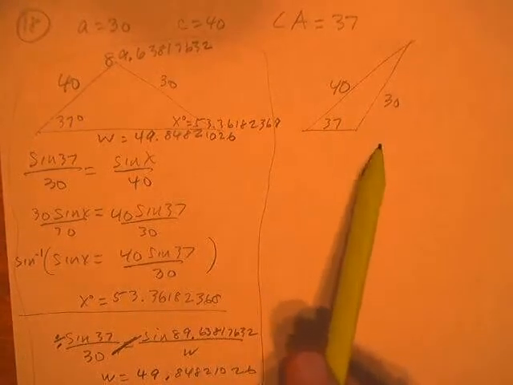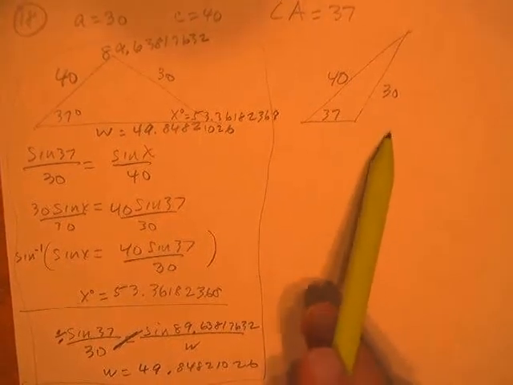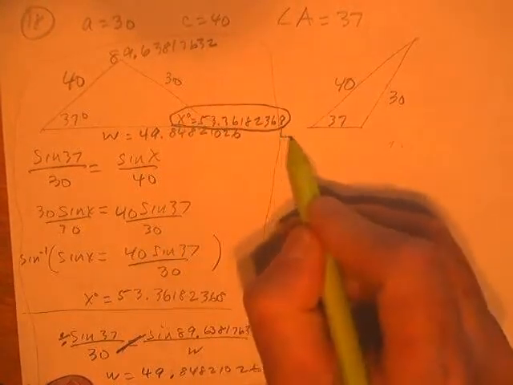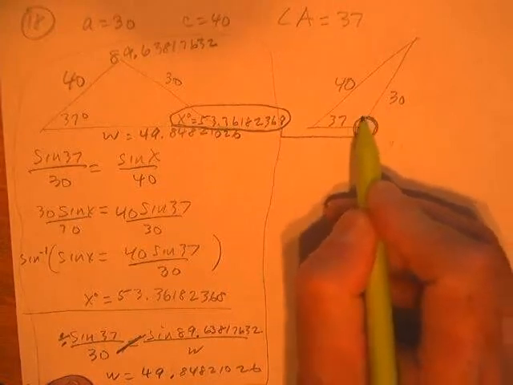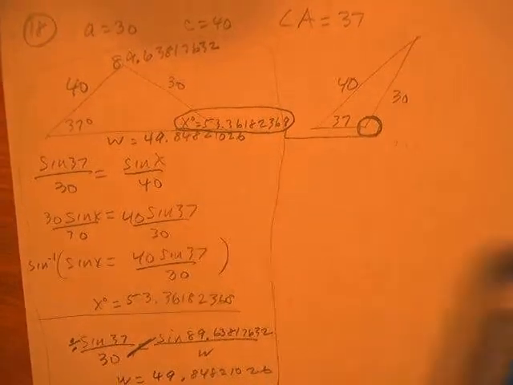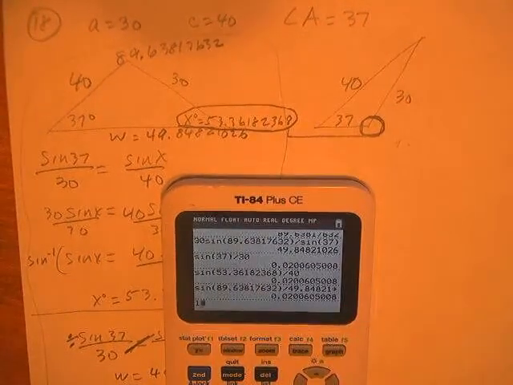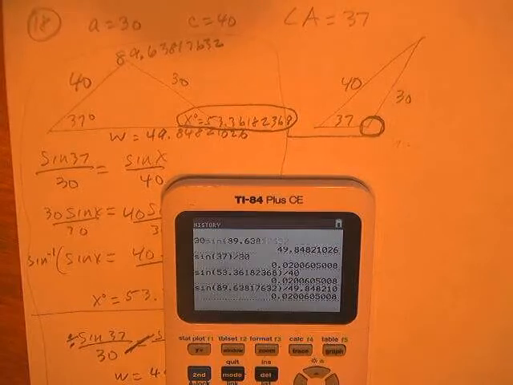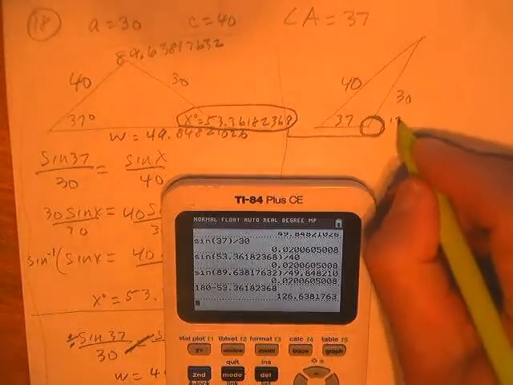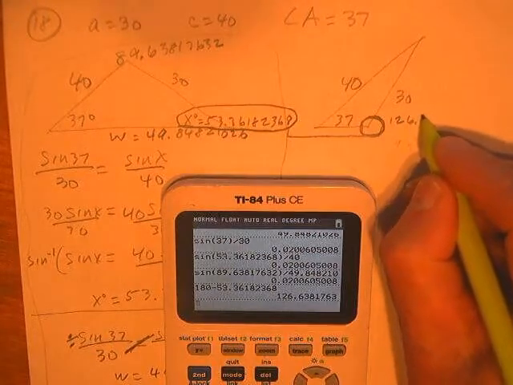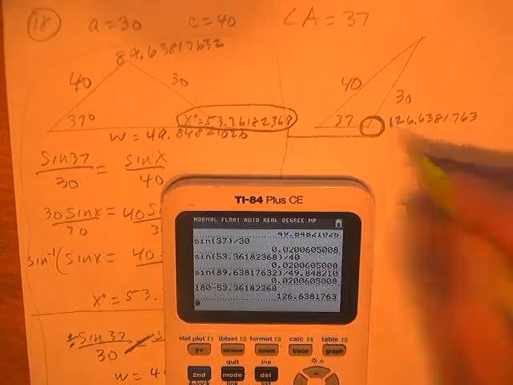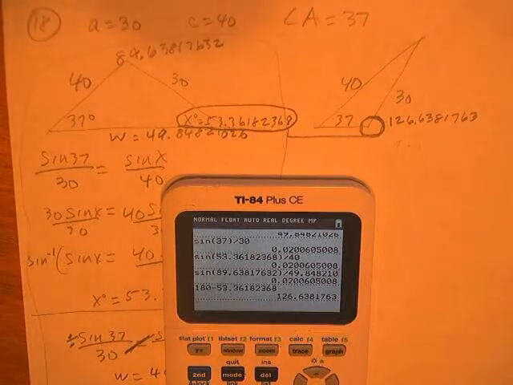Okay, now, does a second triangle exist? And if it does, you've got to solve it. Okay, so think about this. This corner right here and this corner right here are always supplementary. It's a rule. So all you've got to do is take 180 and subtract that 53 number. I'll have to jump back up here. I'm looking for it. There it is. And that would make this angle 126.63817632. Okay, it looks to me like it's going to exist.